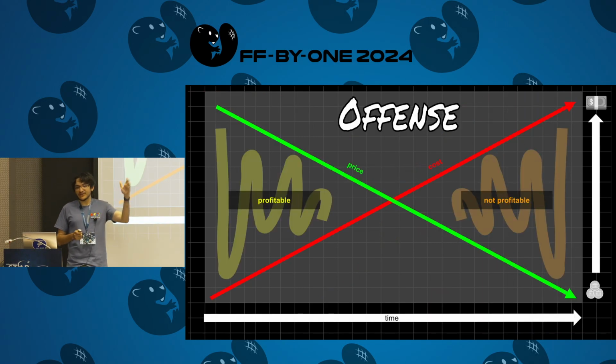So in the ideal long-term scenario, it goes from the current scenario where it's very profitable to do offense to something where it's not so profitable to do offense. Of course, it's never going to cross like this. This is an ideal scenario.